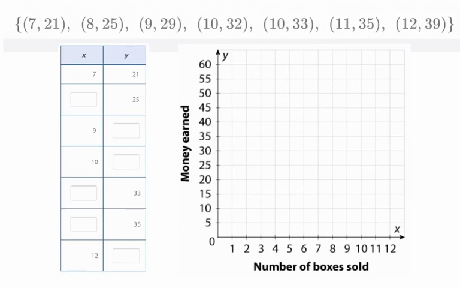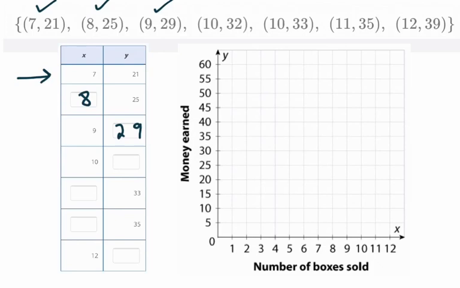They gave us the 7, 21. We're good there. We have that down. But we're missing an x value for that 25. I think that's going to be an 8, so we'll fill that in. So I got my 8, 25. Next, I've got a 9, and this should be a 29. 9 and 29 there. Check, got that one.